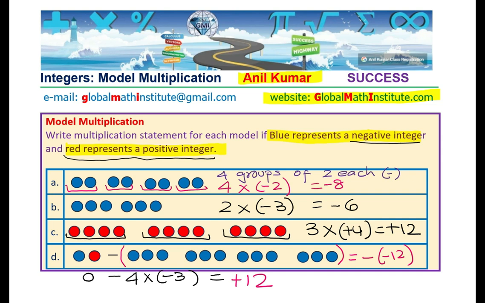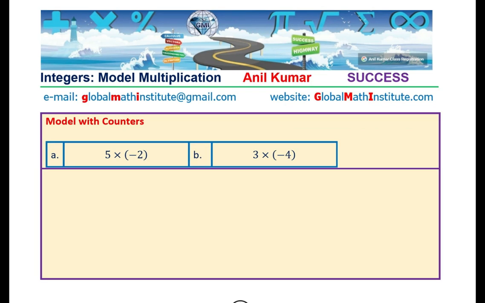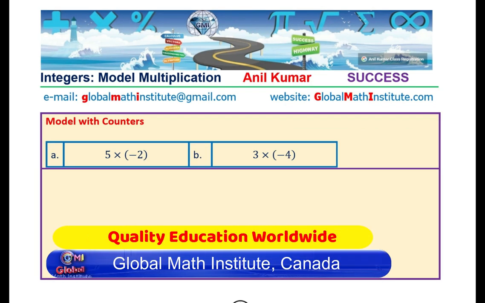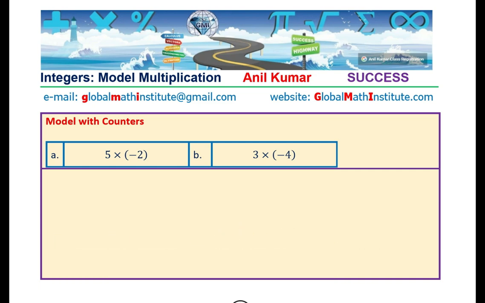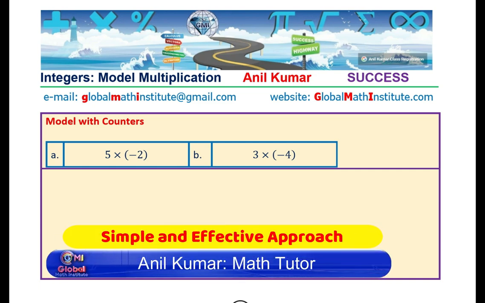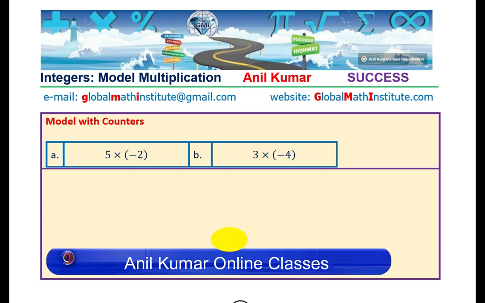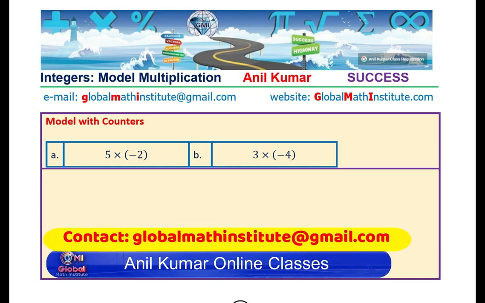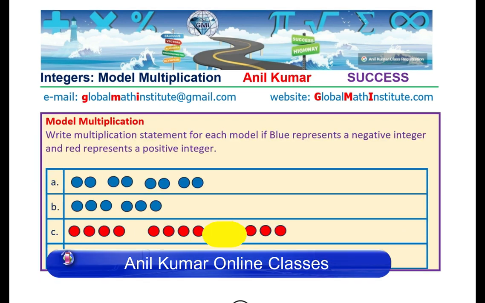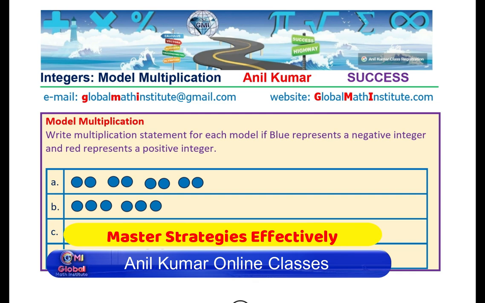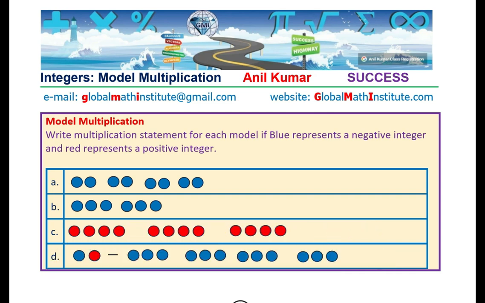So the next question for you will be to model the statement itself: 5 times minus 2. You need to write it with the help of counters. So that could be your exercise to do and our next video to explain. I hope it makes sense. Perfect. So with that, we move forward, and this is the end of this particular video. You have answers for all four of them.